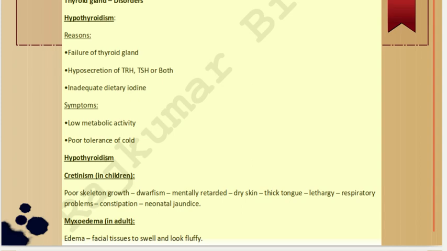The thyroid gland disorders, that is hypothyroidism. The reasons for hypothyroidism are failure of the thyroid gland, very little secretion of TRH and TSH or both, and inadequate dietary iodine. The symptoms of hypothyroidism are low metabolic activity and poor tolerance of cold. Other symptoms are cretinism in children, poor skeletal growth, dwarfism, mental retardation, dry skin, thick tongue, lethargy, respiratory problems, constipation, neonatal jaundice, and myxedema in adults, with edema, where facial tissues swell and look fluffy.